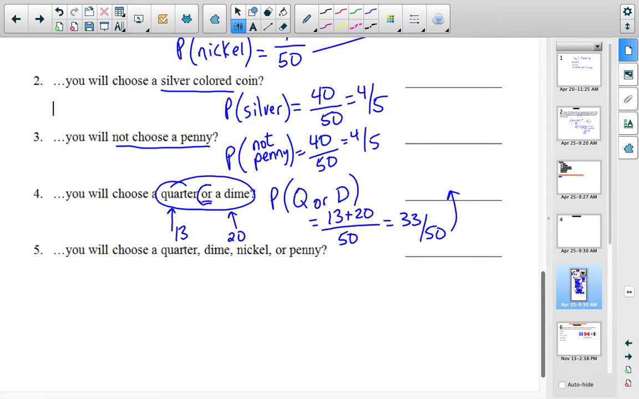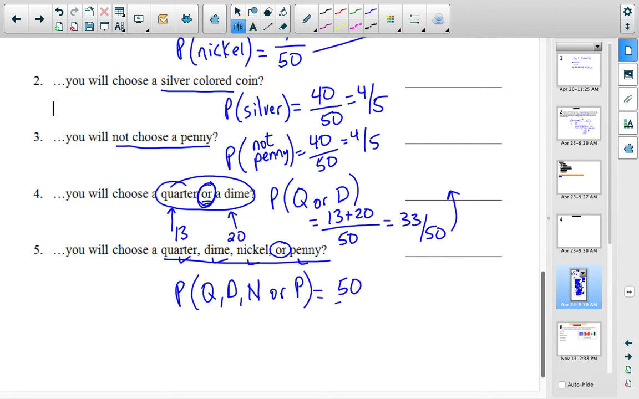Again, this is the key word, or. That means if I reach in there, I grab a quarter, I'm going to pull out a coin. If it's a quarter or a dime, I win. That's why I get to add. You will choose a quarter, dime, nickel, or penny. Well, here again, I see that keyword or, and all of these, quarter, dime, nickel, penny, that's all the coins I have. So the probability of getting a quarter, dime, nickel, or penny, that's all my coins. So there's a 100% chance that that's going to happen. That's all my 50 coins. I only have those same 50 in the bag. So 1.